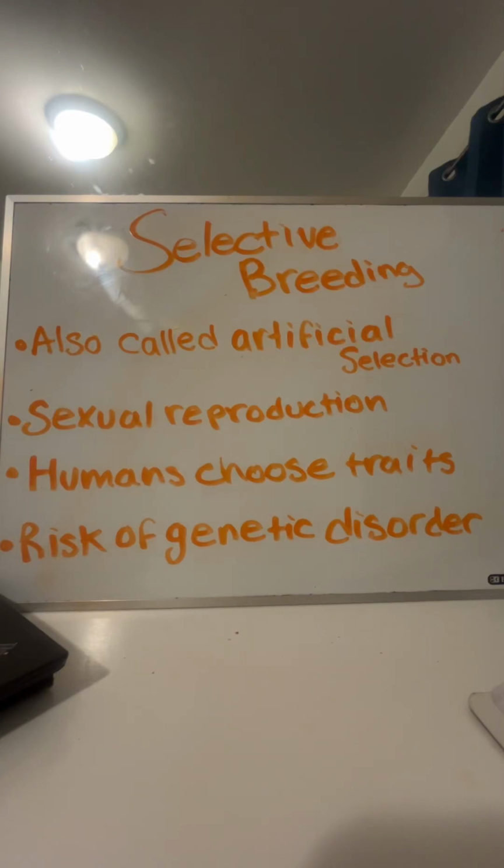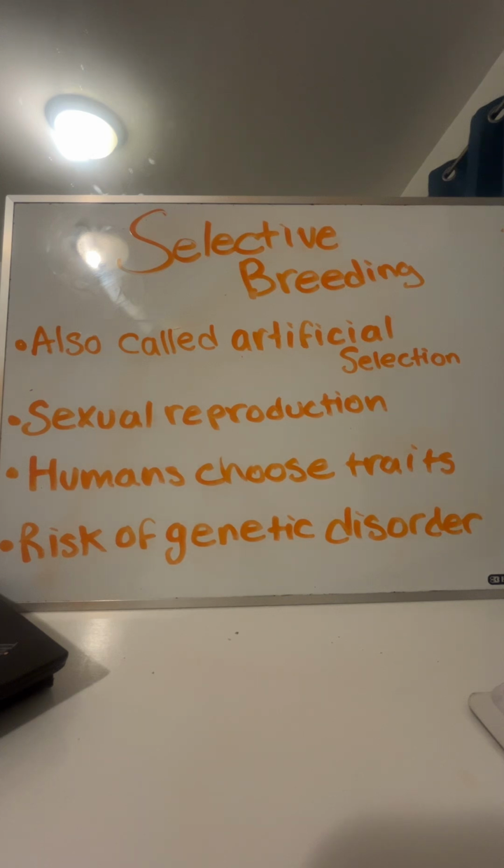So this is selective breeding, for anybody that doesn't know or has a test soon and needs to understand a brief explanation of what it is. This is mostly for ninth graders. It's basic information on selective breeding. Selective breeding is also called artificial selection.